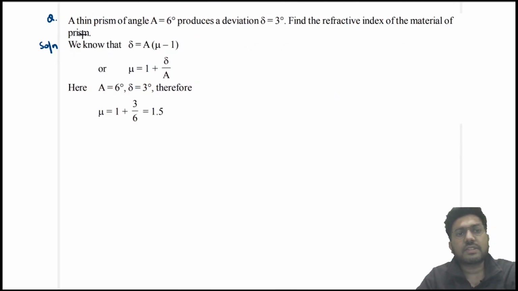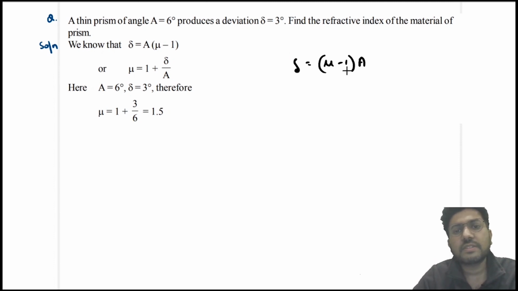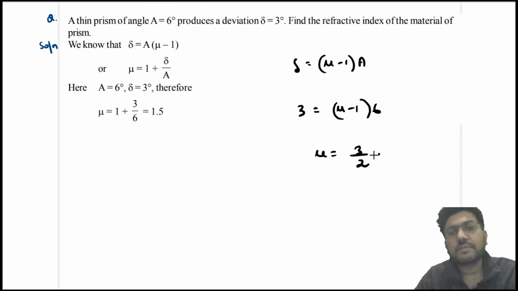Then in this question it is given to you that a thin prism of angle 6 degree produces a deviation of 3 degree. Then what is the refractive index? This is very simple. You know that delta is equal to mu minus 1 into A for a thin prism. That's it. Delta is 3 degree, A is 6 degree, so mu is equal to 1 plus half, that is 3 by 2.